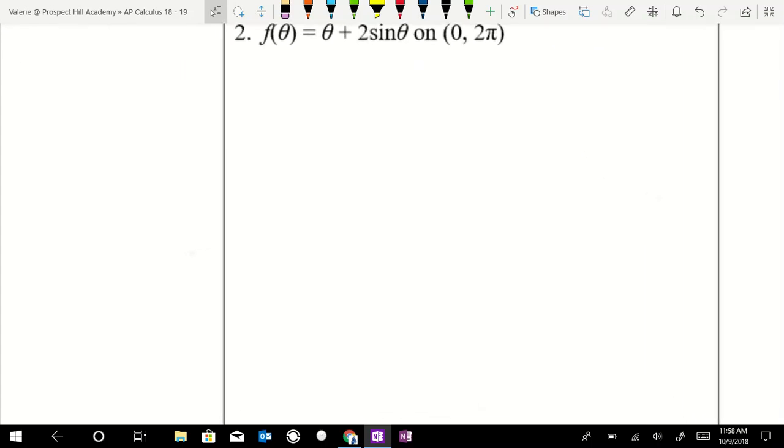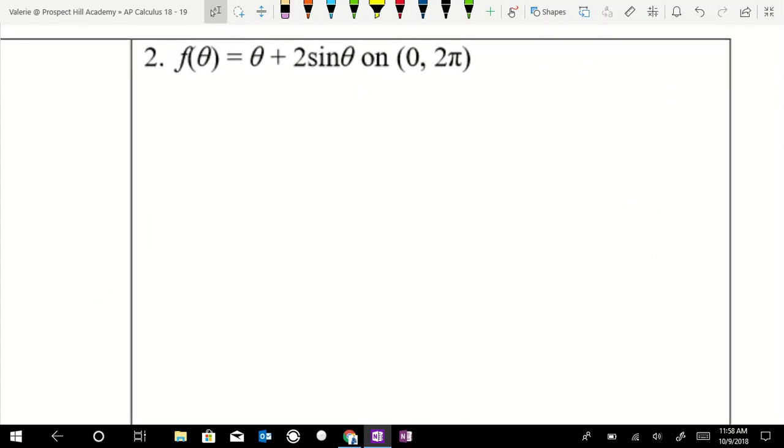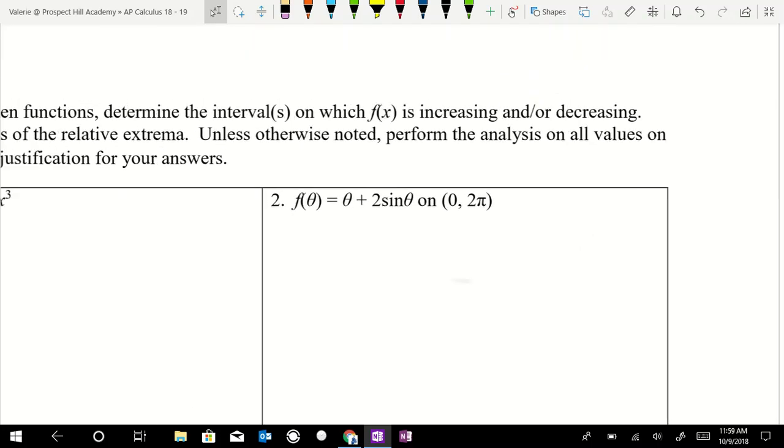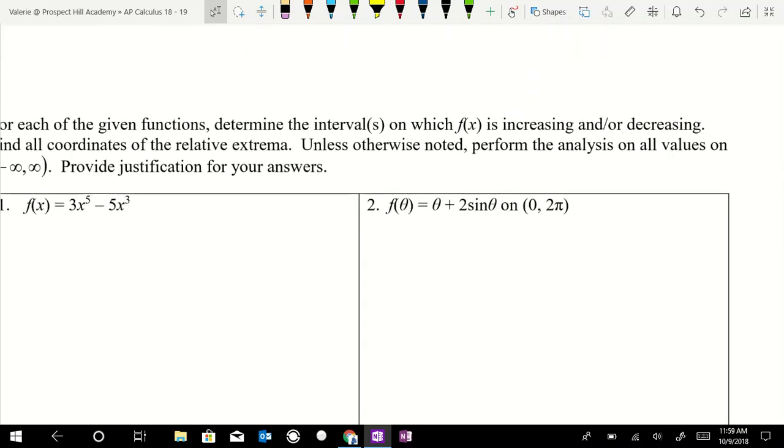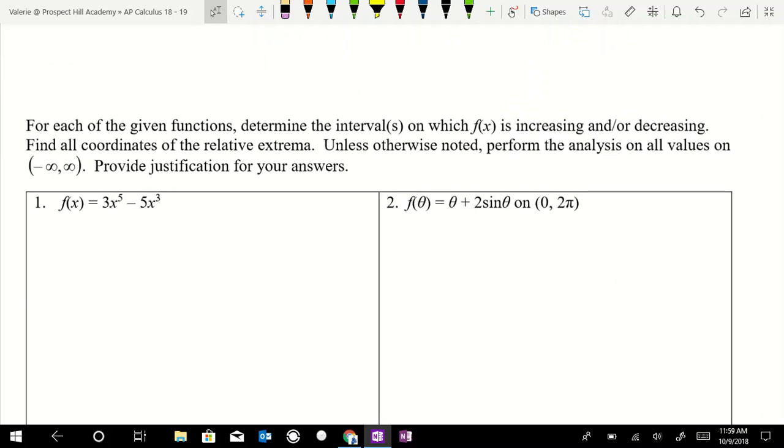So we're going to look at problem number 2, where we have f of theta equals theta plus 2 sine theta on the interval 0 to 2 pi. So instead of performing the analysis on all values from negative infinity to infinity, number 2 specifically asks for just 0 to 2 pi.